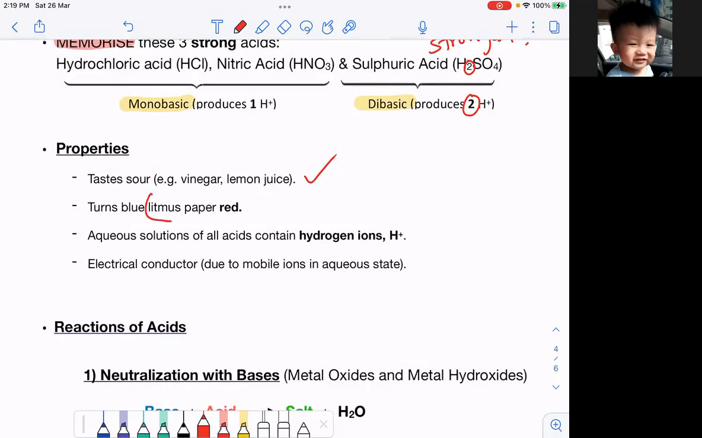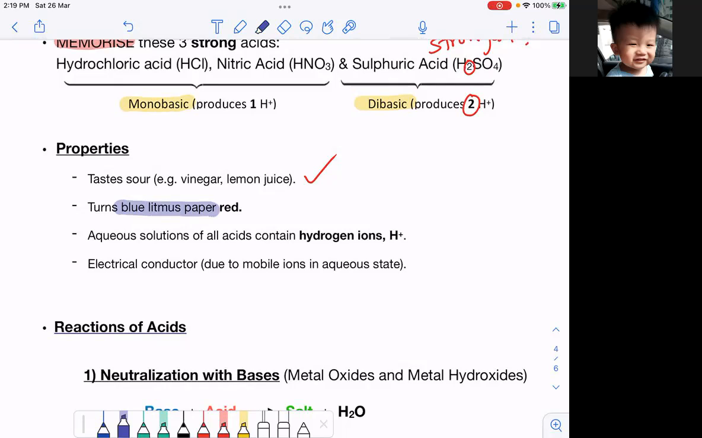Litmus paper is just another type of indicator. Litmus paper can exist as 2 colors. It can be blue or red. It is the same substance, but it can be blue or red depending on the condition. So what you do, you go to the chemical store and you buy blue litmus paper. And this is a literal piece of paper.